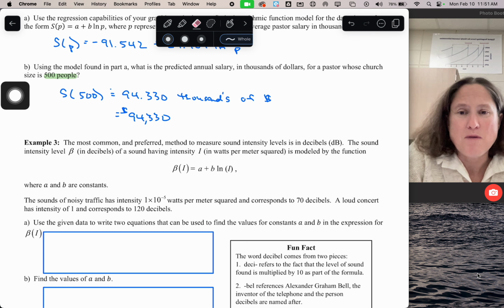Example 3 says, the most common and preferred method to measure sound intensity levels is in decibels.